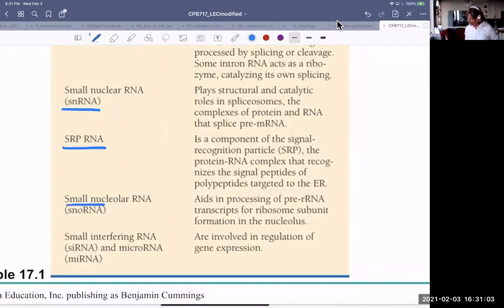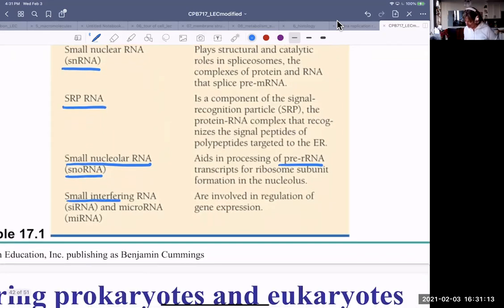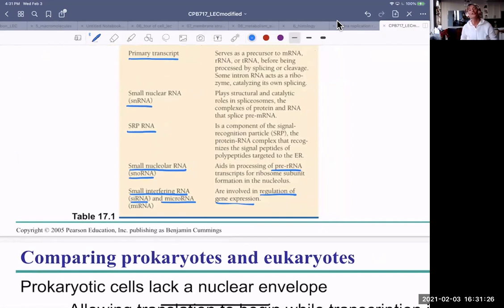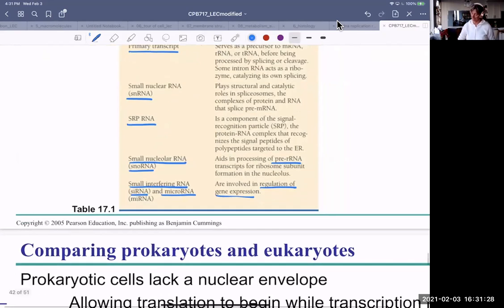Then there's small nucleolar RNA, snoRNA. They aid in the processing of pre-rRNA. And then there's small interfering RNA and microRNA, and they're involved in regulation of gene expression. So we're not getting into those and what they're all doing, but I just want you to know of their existence.